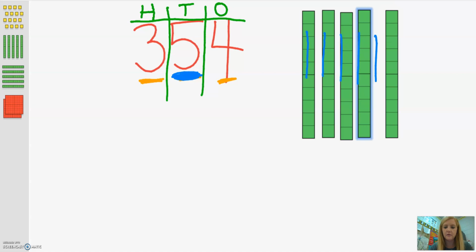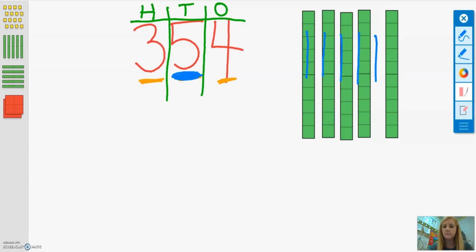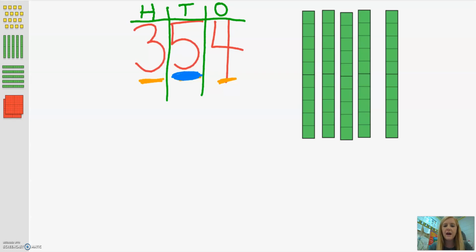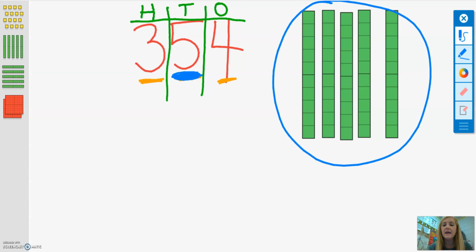There we go. That looks a little bit better. So this 5 is the same as having 5 tens because the digit 5 is in the tens place. So if I want to find the value of all of the tens, that 5 in the tens place, I've got to count each of these tens by 10 because each 10 stick is worth 10. So I could say 10, 20, 30, 40, 50. The value of this 5 is 50, okay? Because there are 5 tens in the tens place.